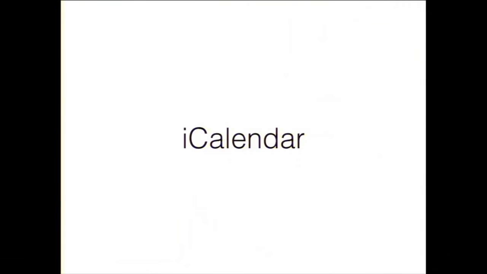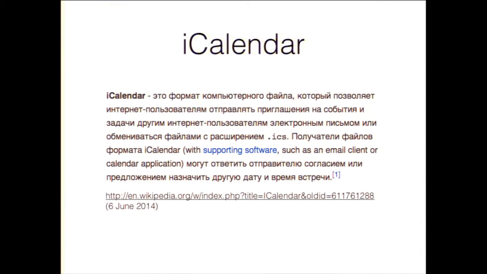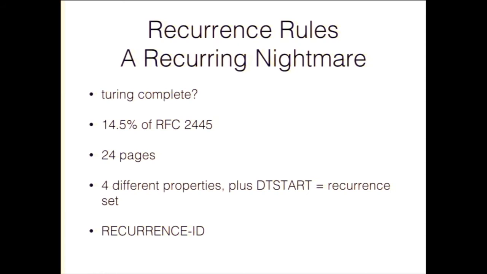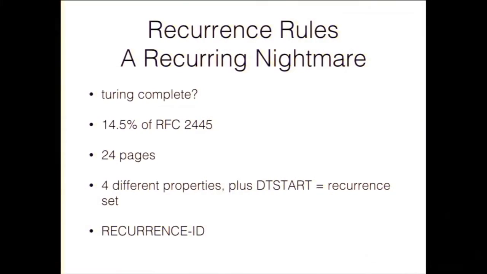So moving on to iCalendar, that's version 2. Here's a screenshot from the Wikipedia page I found a couple weeks ago. Some random edit. So recurrence rules, they're a recurring nightmare. I was speaking with Obra, who wrote Data iCal originally, about recurrence rules, and joked that they're Turing complete, and he said probably so.